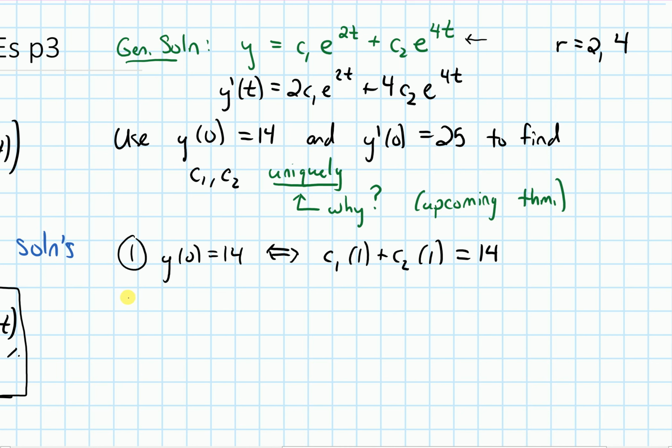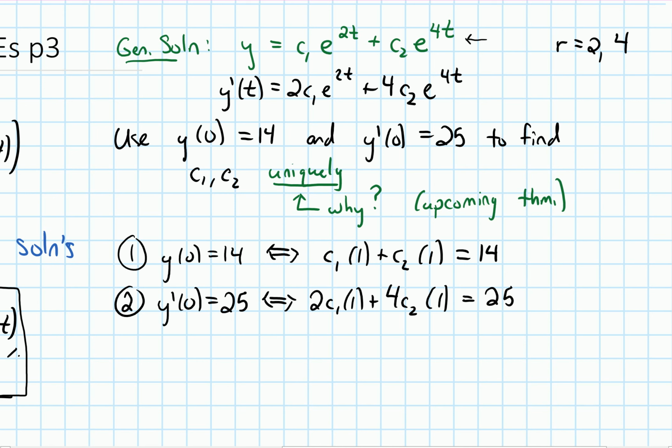Now let's do the same thing for our other initial value. We know that y prime of 0 equals 25. That's going to be true if and only if, now let's plug 0 into the derivative. If we do that, we get 2c1 times e to the 0, which is 1, plus 4c2 times e to the 0, which is 1, and this needs to be equal to 25.